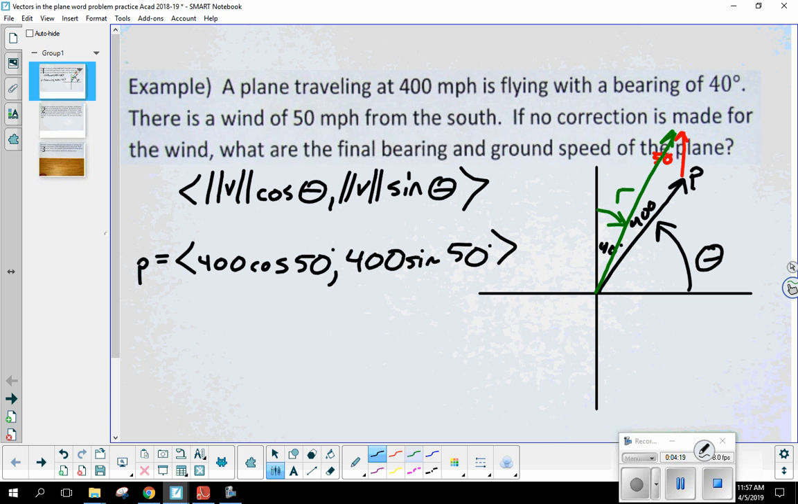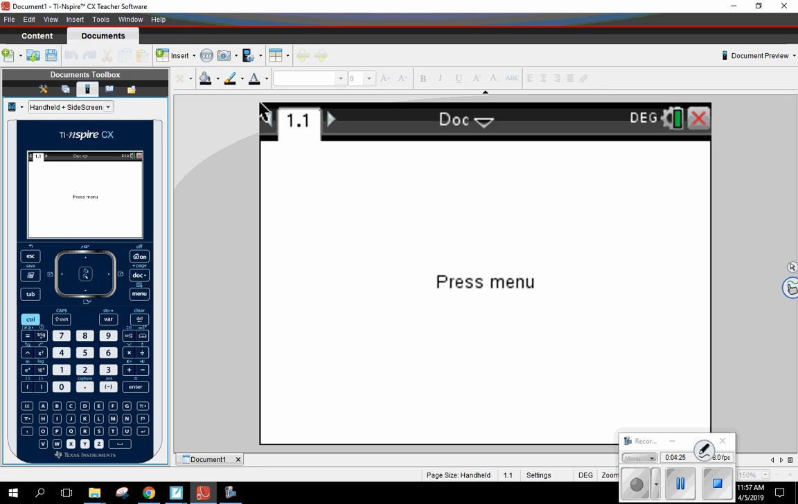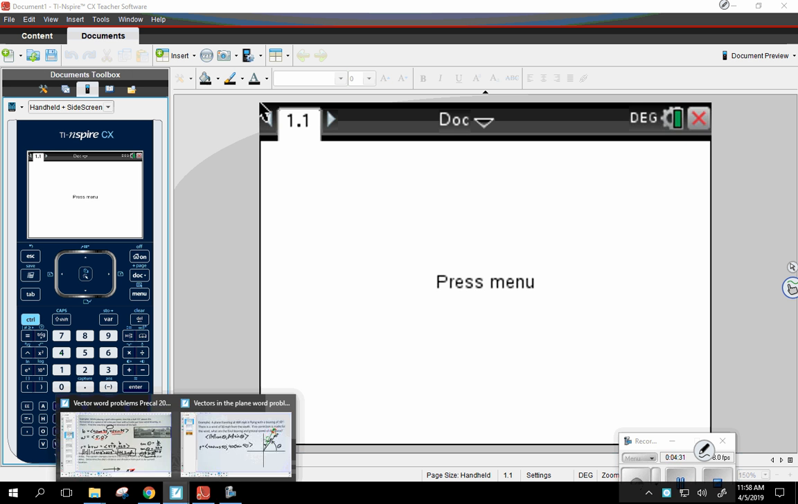Everybody with me? Okay. So let's go ahead and figure out what those are. Let's go ahead and get the decimal values. 400 cosine 50. So I'm going to say, let me get out of here. And it's doing that green thing. So let me come back over here.